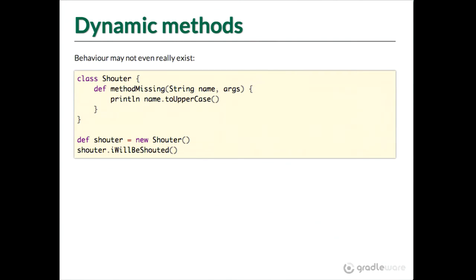And so what I've done here is just print the name of the method you tried to call in uppercase. So here I create a new shouter and I call I will be shouted. What's the output going to be? I'll be shouted in uppercase. Right. So method missing is a keyword? I mean, it's not a randomly chosen name. Yeah, method missing is a special method name. So yeah, it has to be called method missing because Groovy will call method missing if it's defined, if the other method isn't actually defined.